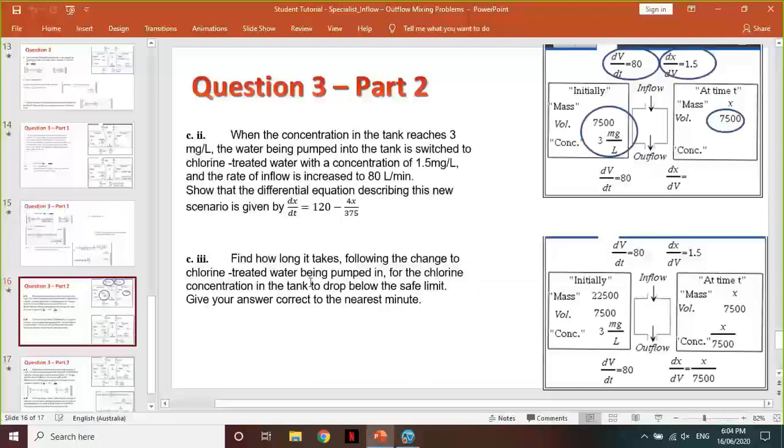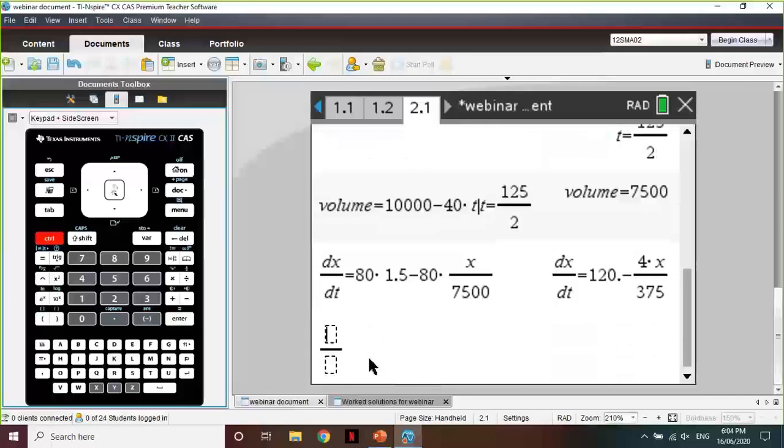So, the final one: we want to find out how long it takes for the change to chlorine-treated water pumped in to get to the safe level of 2 milligrams per litre. Ideally, what we'd like to find out is when our concentration is equal to 2. And we've kind of seen something like that before. Now, because we want to find a time, we'd like to solve for t, but the problem is we've got an x in there. So we need to first find x in terms of t.